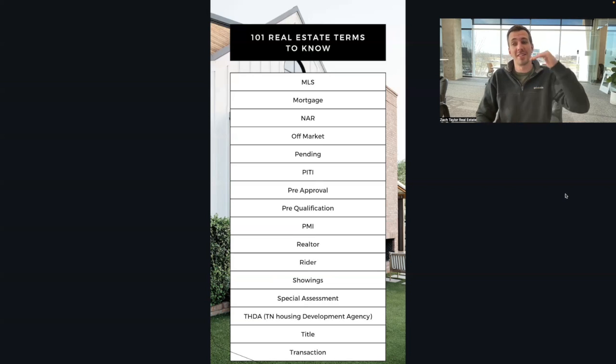A pre-approval is the next step. Hey, the lender has actually reviewed documentation. They've seen the W-2s. They've seen how much this buyer makes. They've seen bank statements. They've issued a pre-approval. That's the next step up.